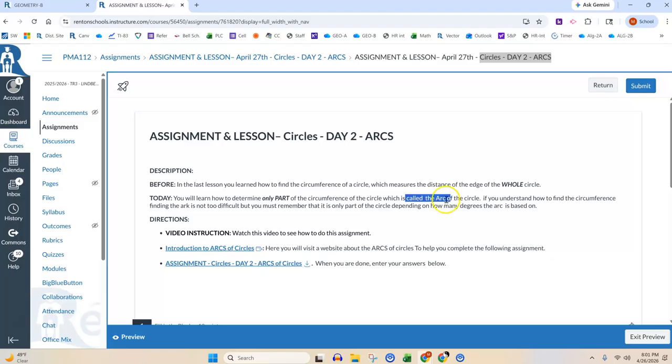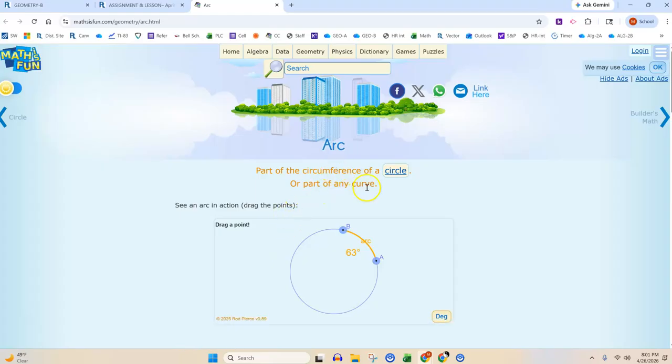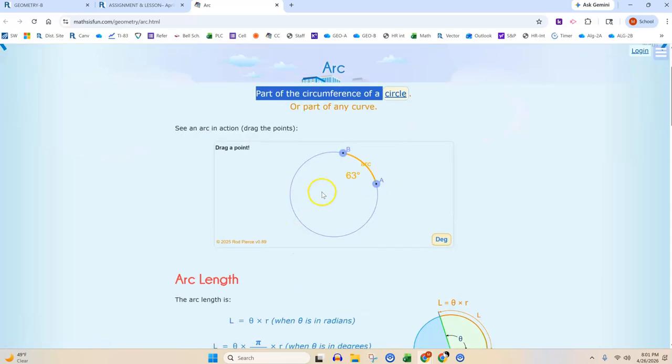So let's go ahead, and one thing you can do is click on this maybe to start, and if you need to interpret that, you can interpret it. But an arc, again, is all it is, part of the circumference of the circle. And so let's see what we have here.